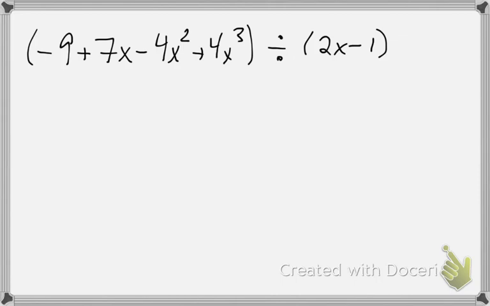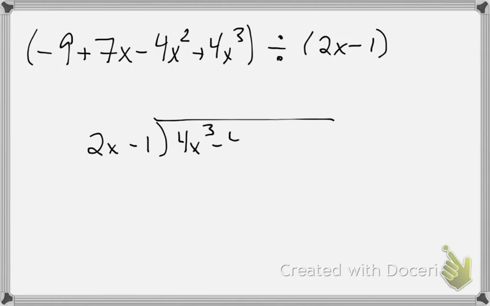It's not in descending order. All right, it's not in descending order. So when I set this up, what's my divisor? 2x minus 1. That's the divisor, right? Then how should I write my dividend? 4x cubed minus 4x squared plus 7x minus 9. Is everybody okay with that? All right, do you see how we rewrote our divisor to be in descending order?